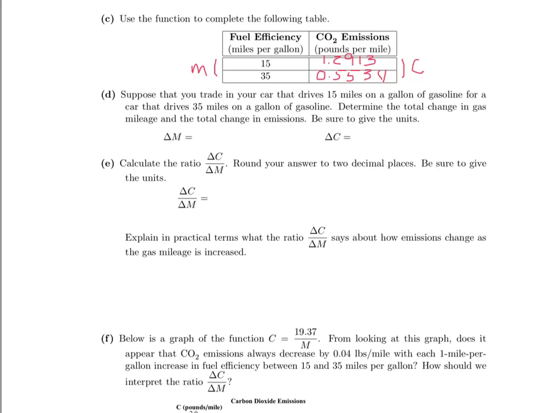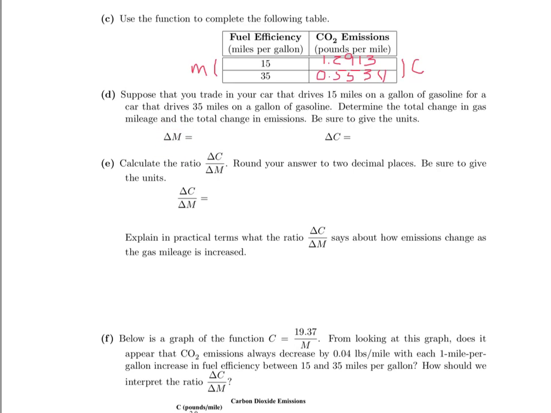Suppose that you trade in your car that drives 15 miles on a gallon of gasoline for a car that drives 35 miles on a gallon of gasoline. So really you're going from this value to this value. Determine the total change in gas mileage and the total change in emissions, and be sure to give the units. Delta M stands for the total change in the mileage.